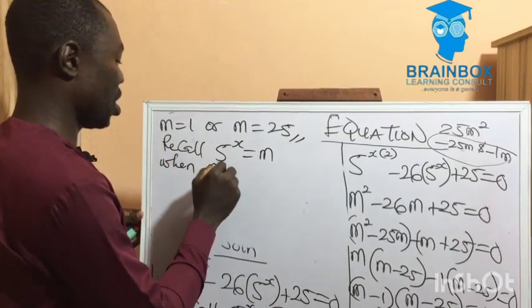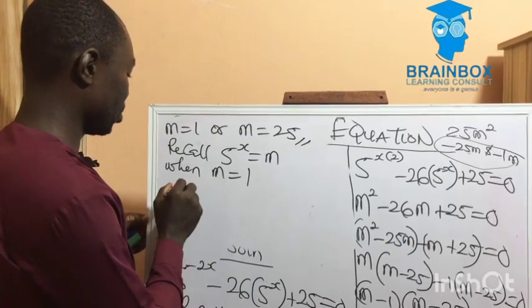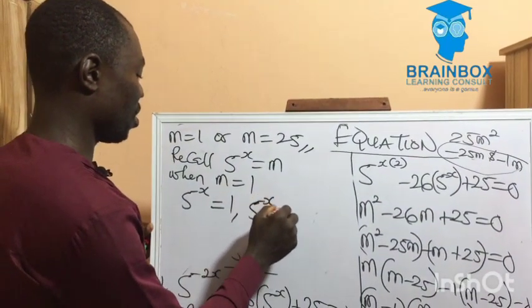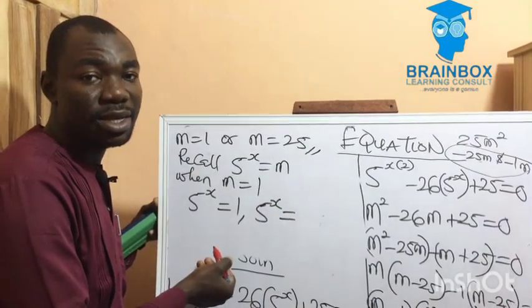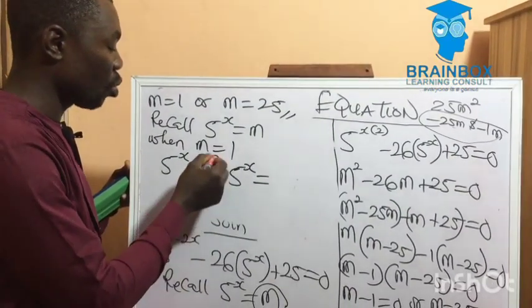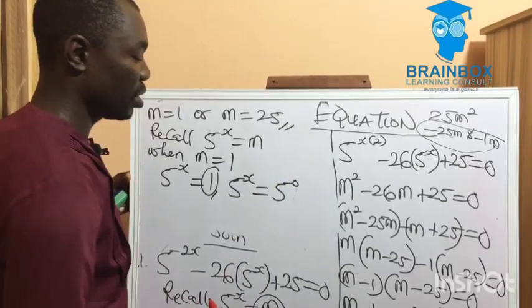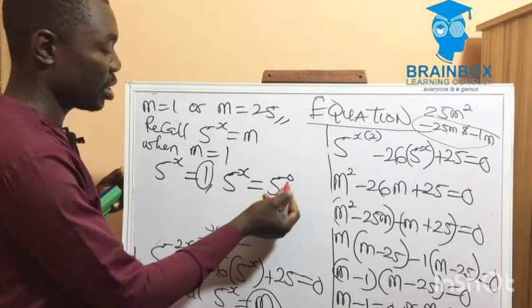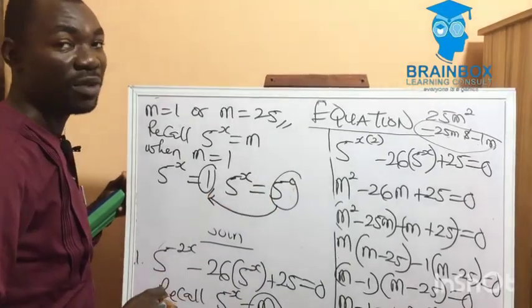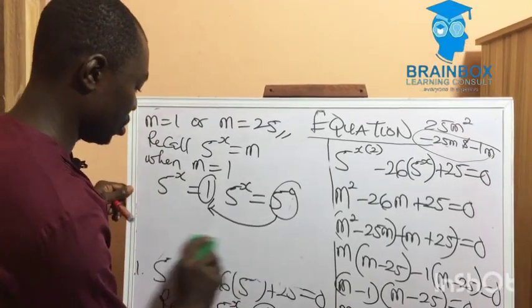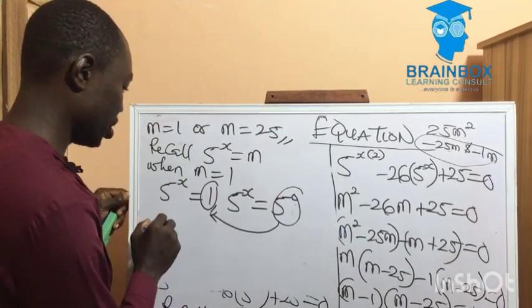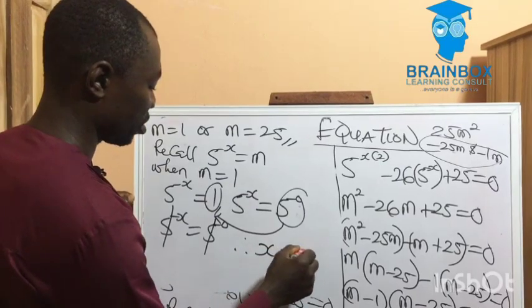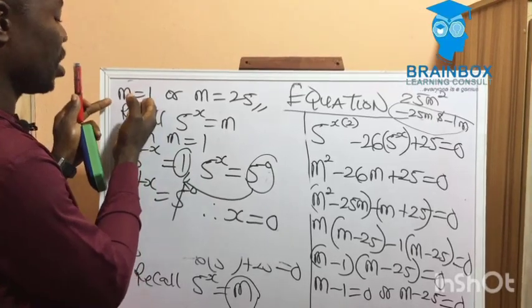When m is equal to 1, you place that there. That will be 5 raised to the power of x equals 1. You will agree with me, what can give us 1 in indices? I told you previously during the introduction of indices that we have a zero law, which says that any value apart from 0 raised to the power of 0 will give us 1. So you can see that 5 raised to the power of 0 is equivalent to 1. So I can safely say that 5 raised to the power of x equals 5 raised to the power of 0. This cancels this. Therefore, x is equal to 0. So our first value for x is 0.